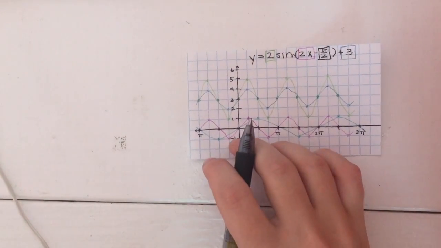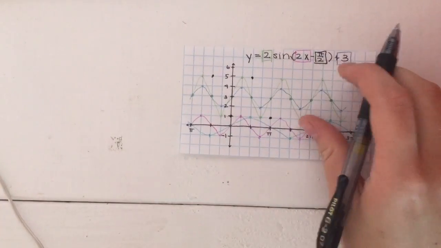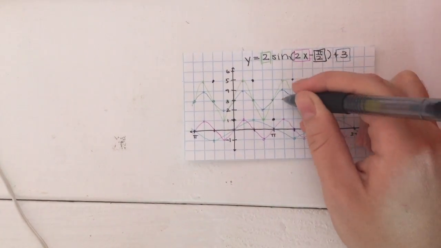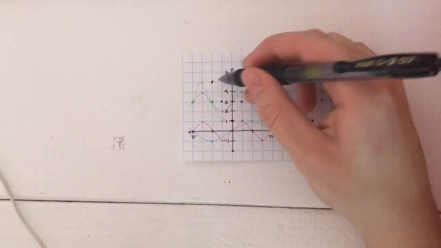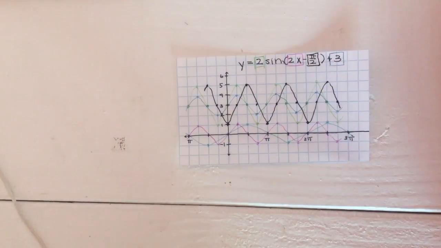Now there's a horizontal shift here, and the period also needs to be taken into consideration for this one, which you need to do pi over 2 divided by 2, which is pi over 4, and that's going to shift right pi over 4 because it's a minus pi over 2.